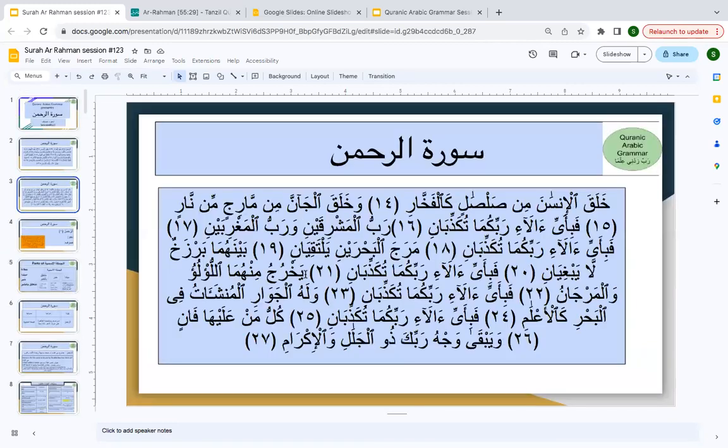Okay? Is that clear to each and every one of you? You are not going to call yaltaqiyani a sifa for al-bahraini. You are going to call it al-hal. And the status of this sentence.